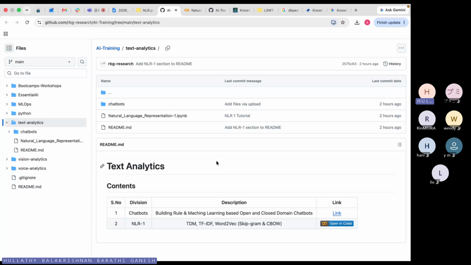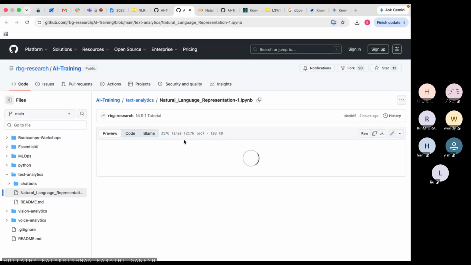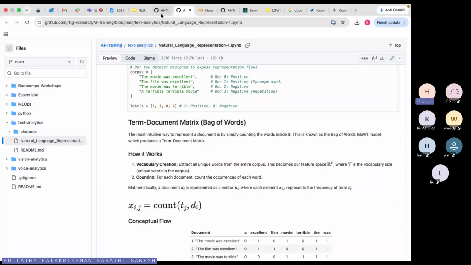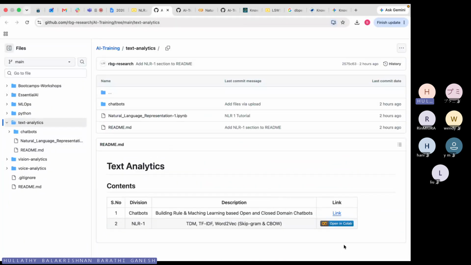Everyone can experiment in parallel. In the links which were given earlier, you can see there's an open in Colab link. If someone wants to do it on their own laptop, you can download this notebook and try it out. All the examples are given, and if you want to do it directly on Colab itself, you can open it here.